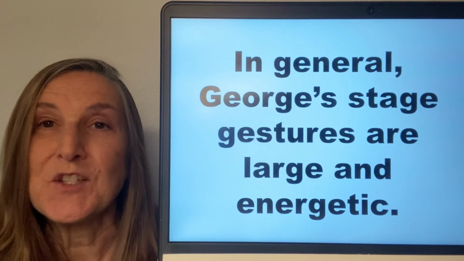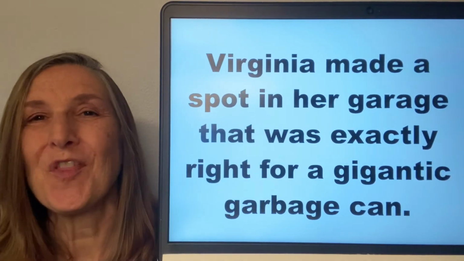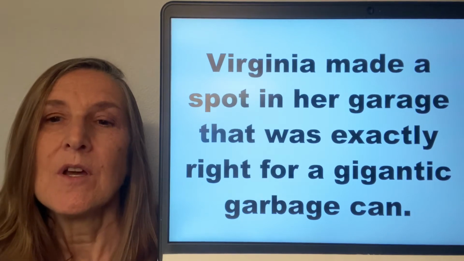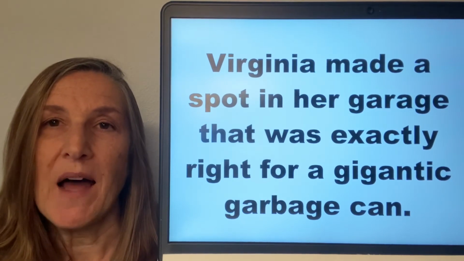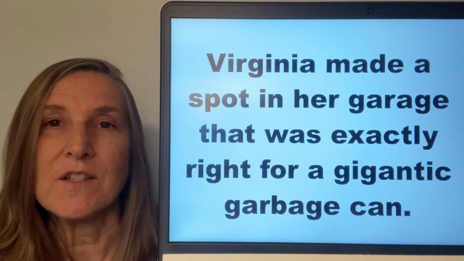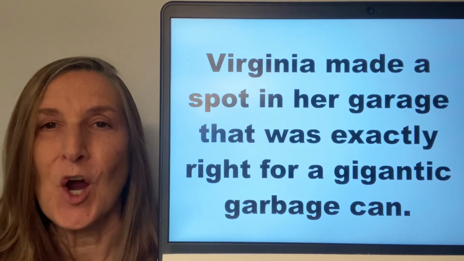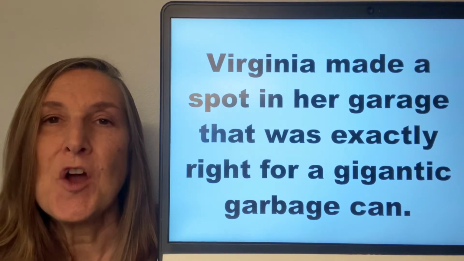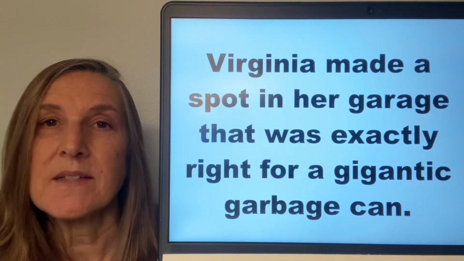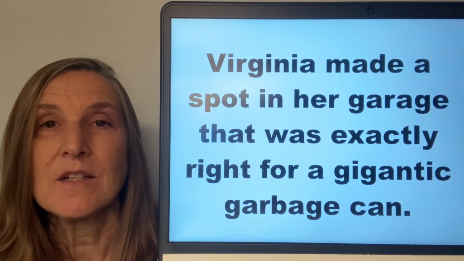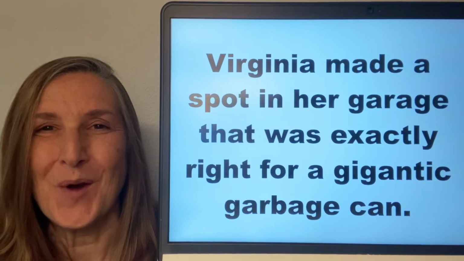And here's a sentence with a mix of words that have the hard and the soft G sound. Virginia made a spot in her garage that was exactly right for a gigantic garbage can. Let's read it together. Virginia made a spot in her garage that was exactly right for a gigantic garbage can.